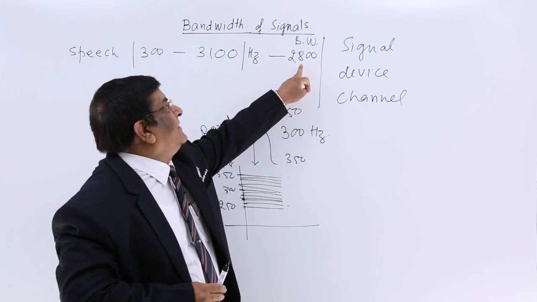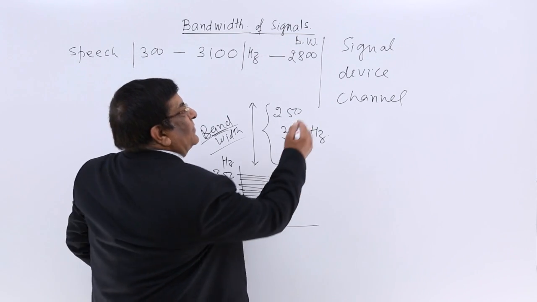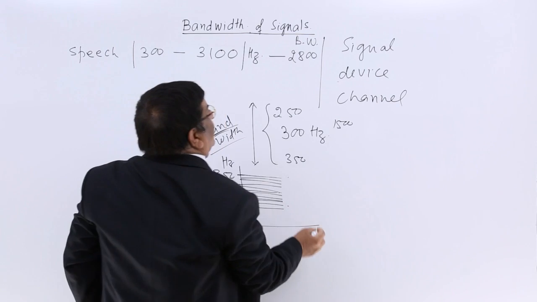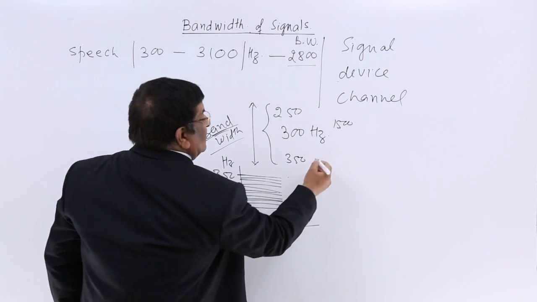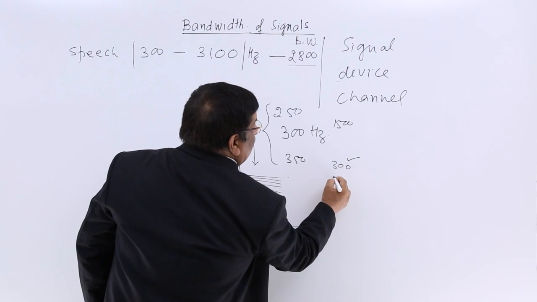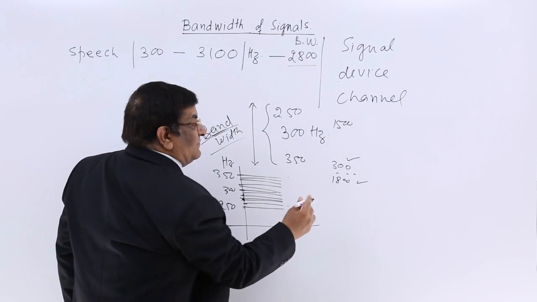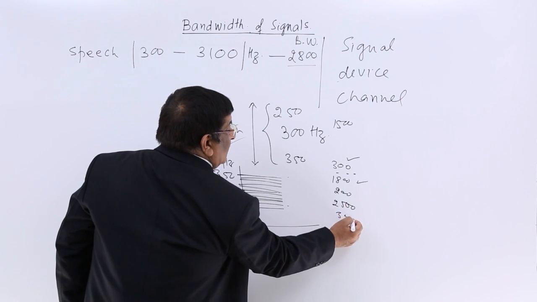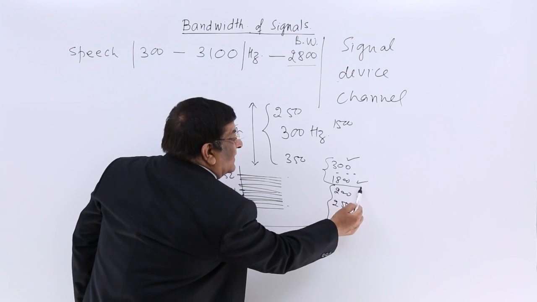If it is not fit for this much bandwidth, suppose I use a telephone which allows bandwidth of 1500, then what will happen? I am producing so many frequencies, so 300 is going, then 1800 is going, but the voice contained in 2000, 2500, 3000 is not allowed by the telephone, because the telephone has bandwidth of only this much.